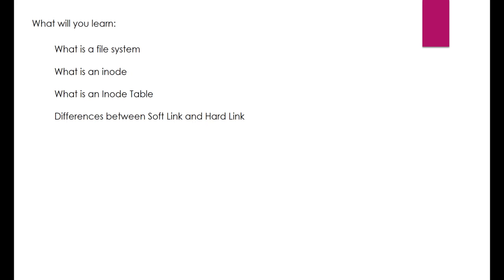In this session, we are going to look at what a file system is, what an inode is, what an inode table is, and what the differences are between a soft link and a hard link. First, we'll look at what a file system and an inode are. To have a clear idea of what a file system and inode are, we'll go through a file creation process.